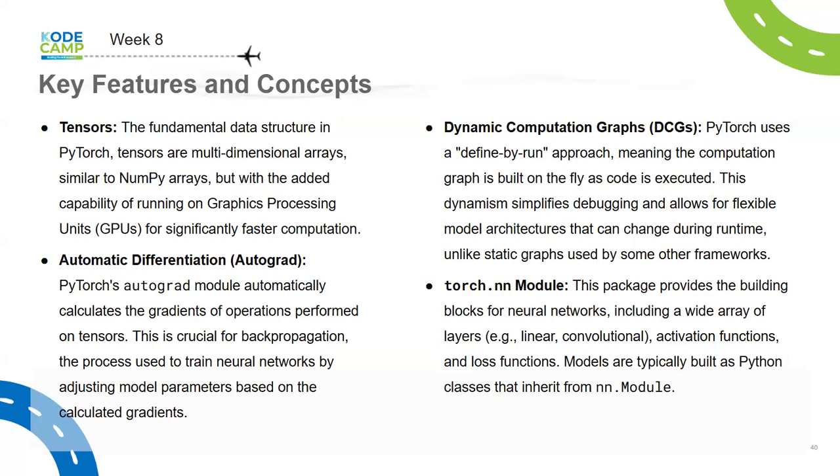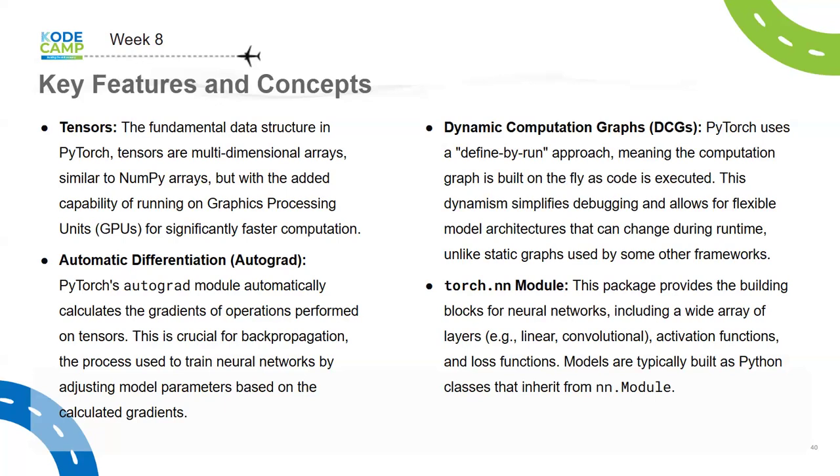And it is very, very crucial, right? Because the backpropagation, that's what you're using to train the neural networks. So if you don't have gradients, you cannot train. We've already seen that. That's what you use to adjust your model parameters.